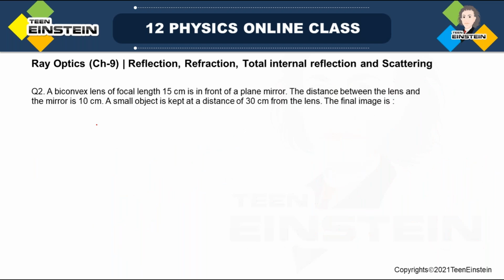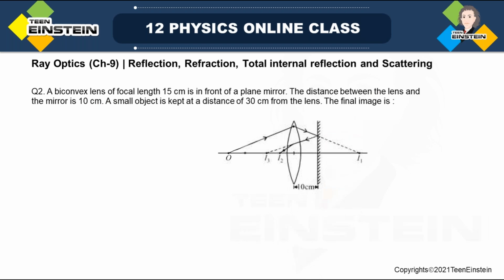Okay, so this question is also very interesting. A biconvex lens of focal length 15 centimeter is in front of a plane mirror. The distance between the lens and the mirror is 10 centimeter. I'll just show you the figure over here. See, this is a biconvex lens. It has focal length 15 centimeter, and this lens is placed in front of a mirror, and the distance between the mirror and the lens is 10 centimeter.